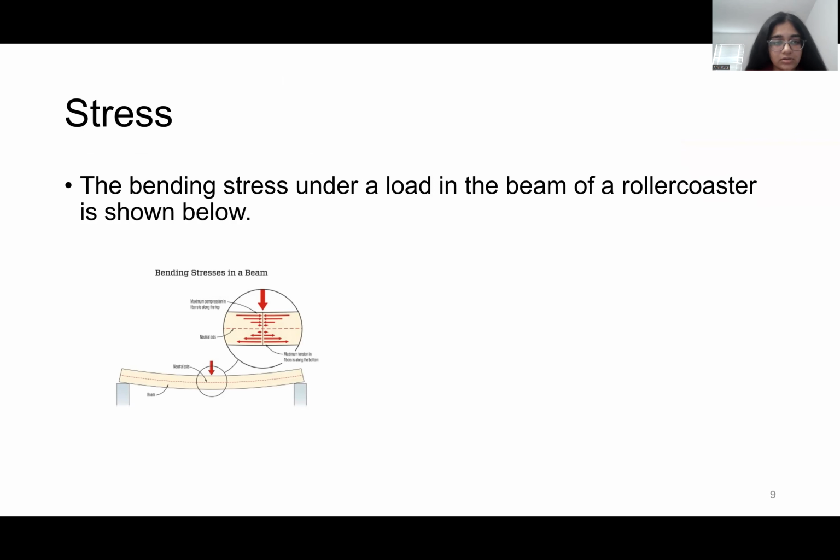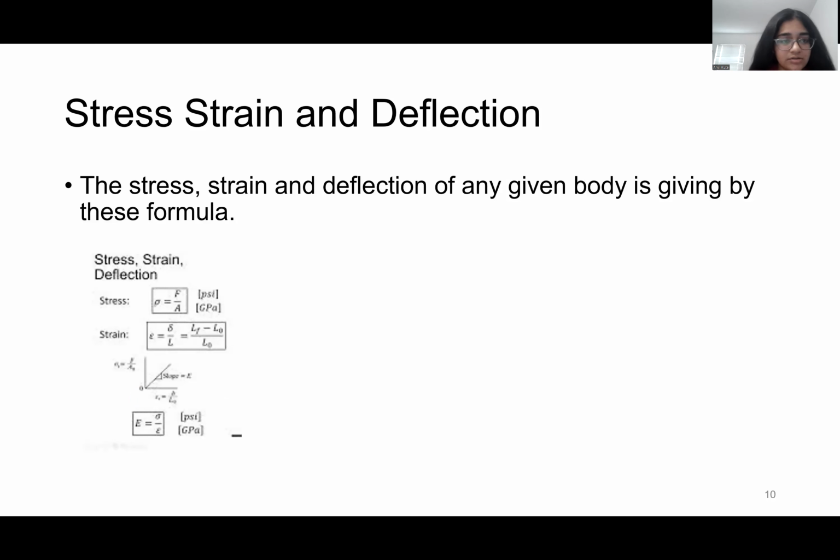The roller coaster also experiences stress, strain, and deformation under load. This is a diagram which shows the maximum compression in the beam if the load applied is more than its bearing capacity. The stress, strain, and deflection of any given body are given by these formulas. The stress is given by force over the area of cross-section of the beam. Strain is given by deflection over length, or the change over the length.